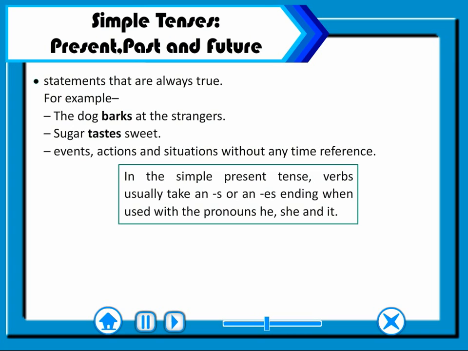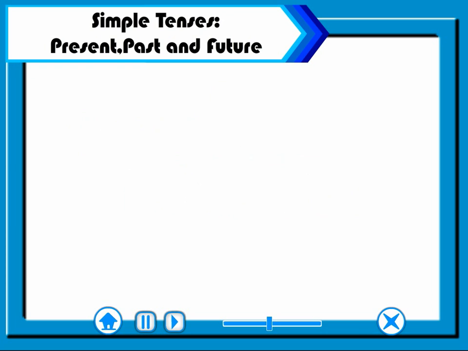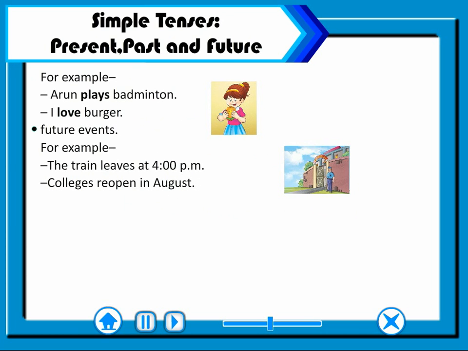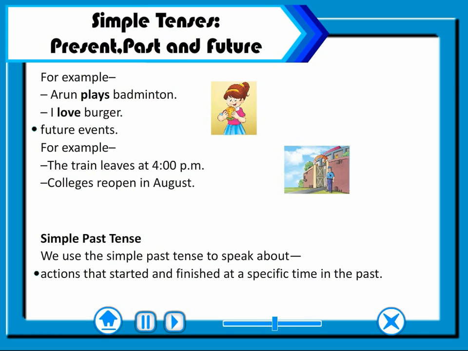In the simple present tense, verbs usually take an s or an es ending when used with the pronouns he, she and it. Events, actions and situations without any time reference. For example, Arun plays badminton. I love burgers. Future events. For example, the train leaves at 4 p.m. Colleges reopen in August.